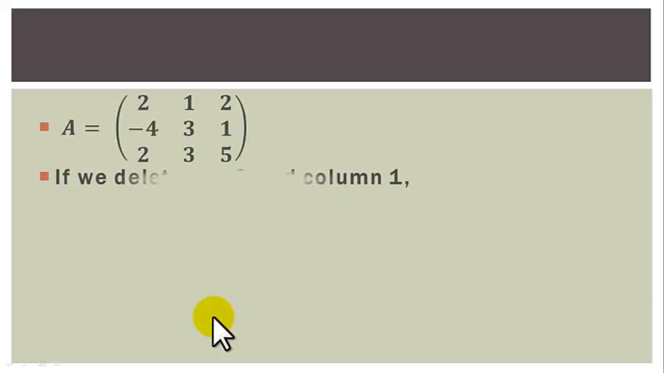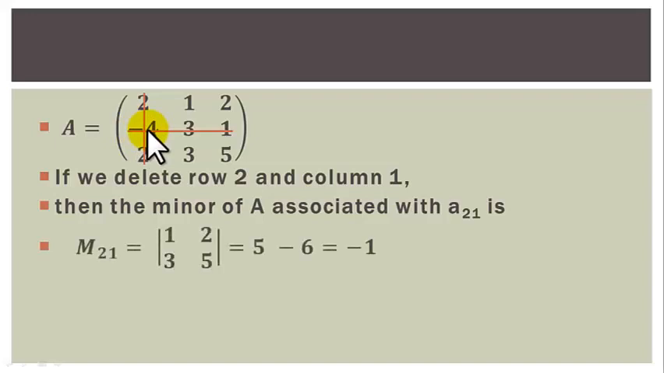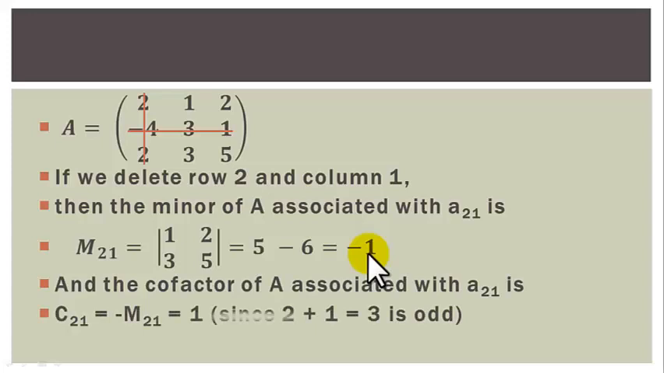Now, let us delete row 2 and column 1. This is row 2 and this is column 1. Then the minor of A associated with A21, which in this case is minus 4, is M21, which is the determinant of this submatrix 1, 2, 3, 5. And that determinant will give us minus 1. And the cofactor of A associated with A21 is C21. And C21 will be equal to minus M21, since 2 plus 1 is odd. And that will give us 1.